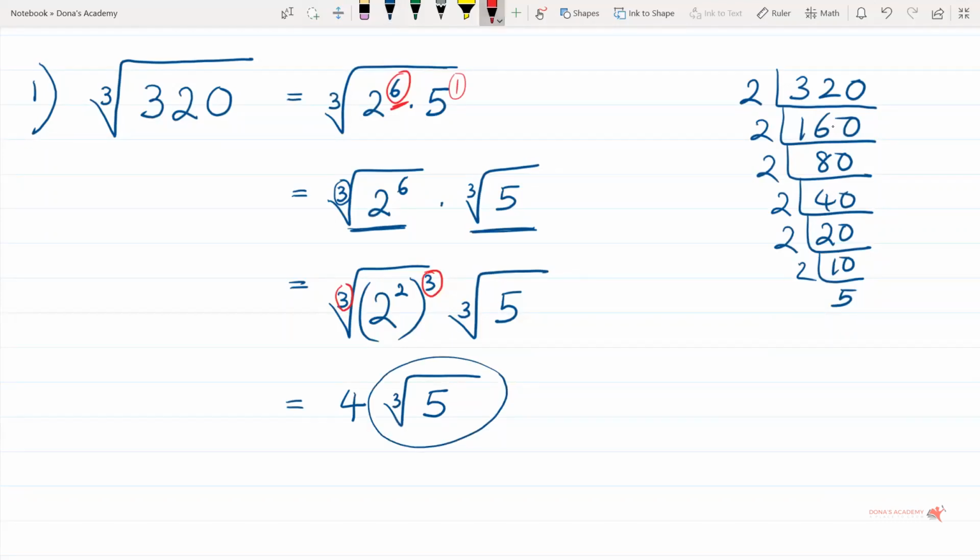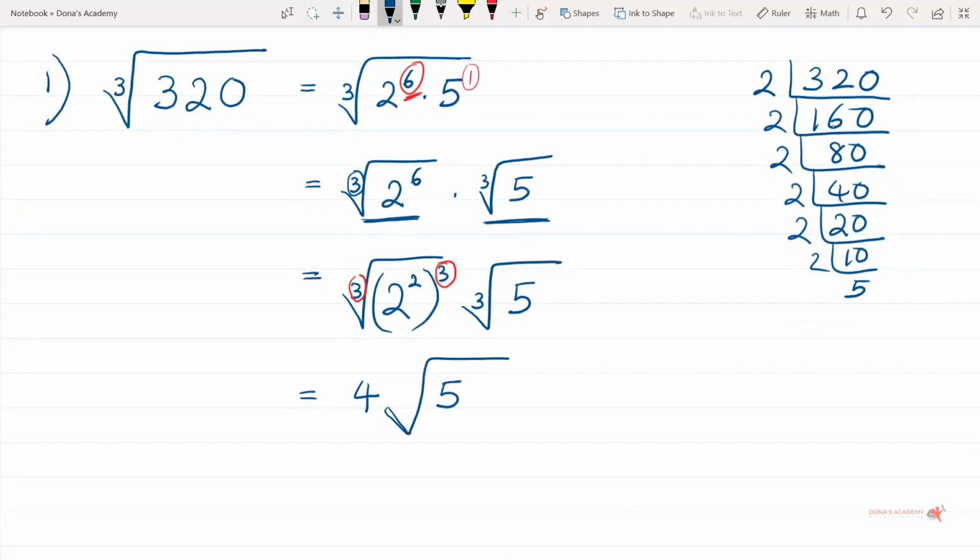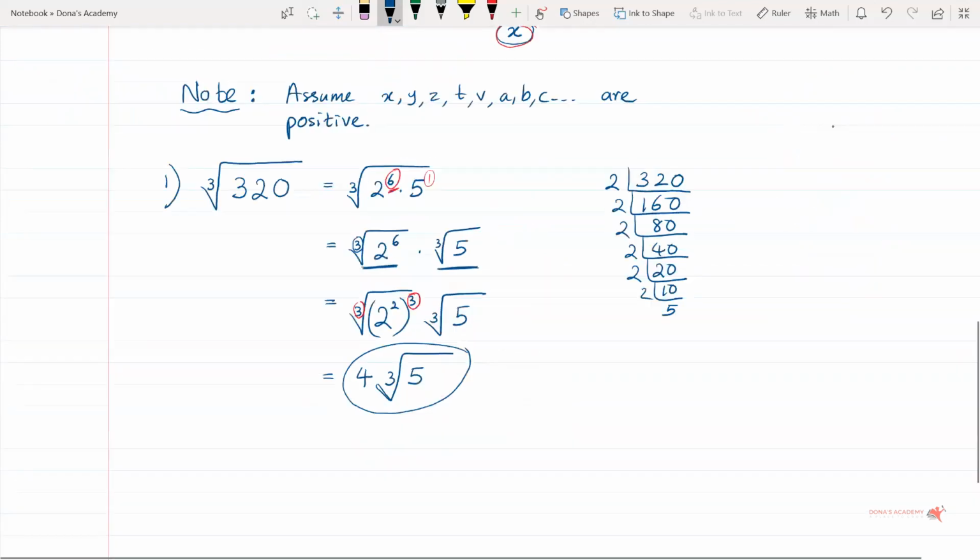And this index 3 is bigger than this index 1. So we are done. So this is the simplified version. This is my answer for this question. All right, next one.